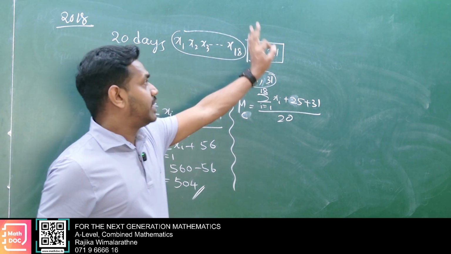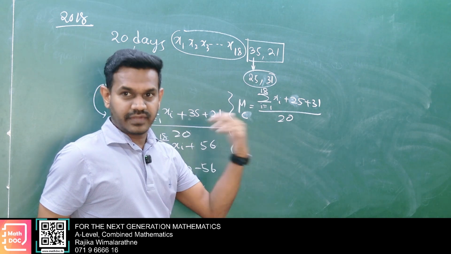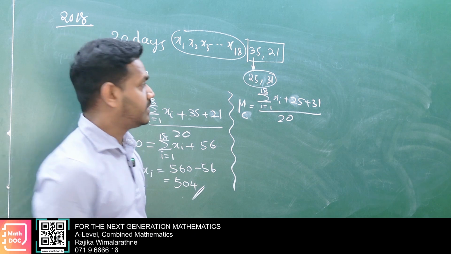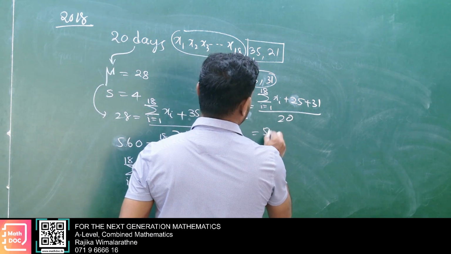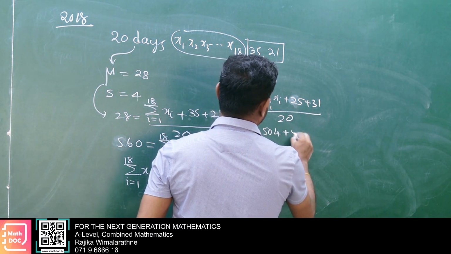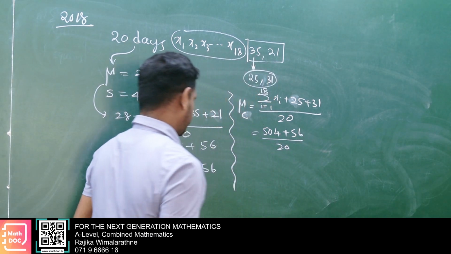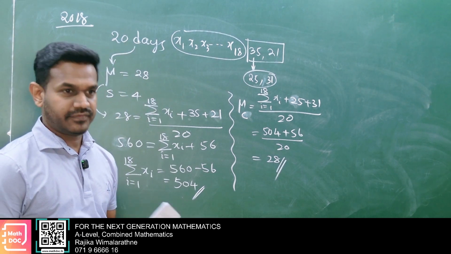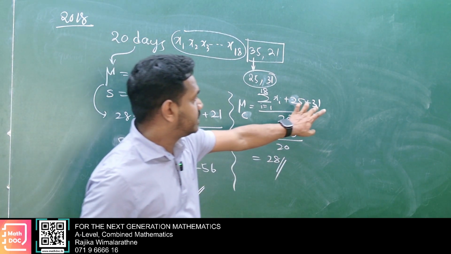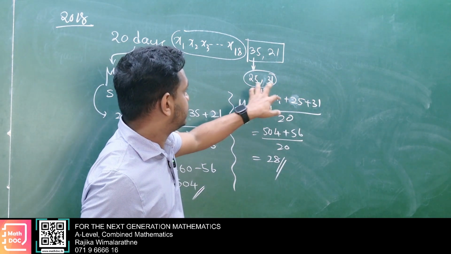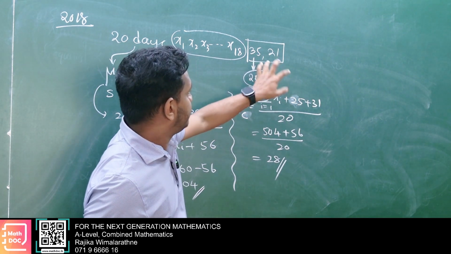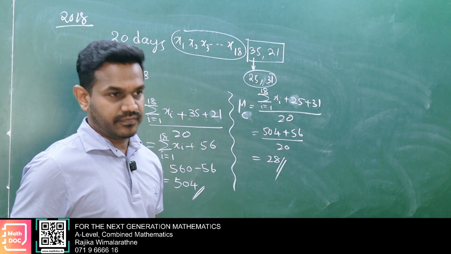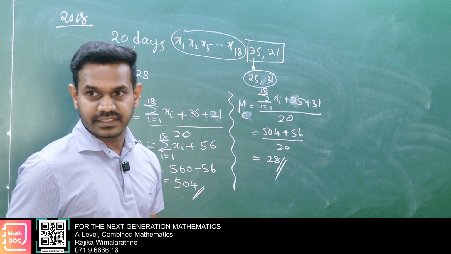18 values are correct, 2 values are wrong. For the wrong values we have the calculated value, so you remove the wrong values and finally add the correct values. Now we have added the correct values: 504 plus 56 over 20. Then the mean won't change, the mean value is the same. 25 plus 31 is 56, and 35 plus 21 is 56. No mean change, but the variance will change.